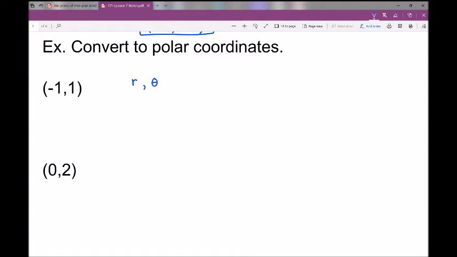So if we use the equation tangent of theta is equal to y over x, we can solve for theta because we know x and y in a rectangular coordinate. So let's go ahead and plug those values in. So we have that the tangent of theta is equal to 1 divided by -1, which is just -1.